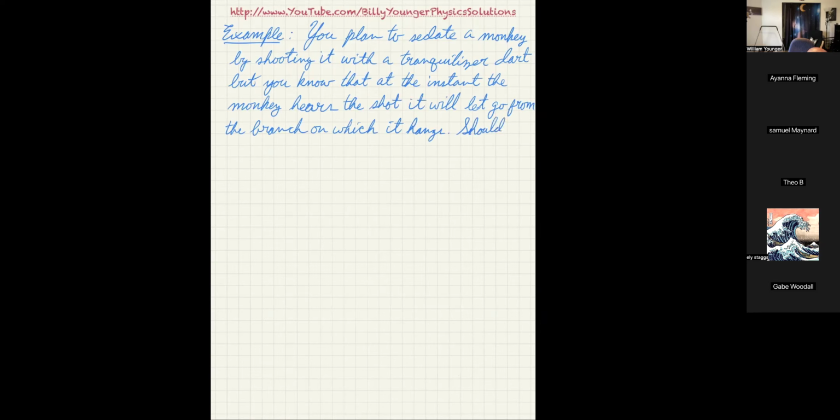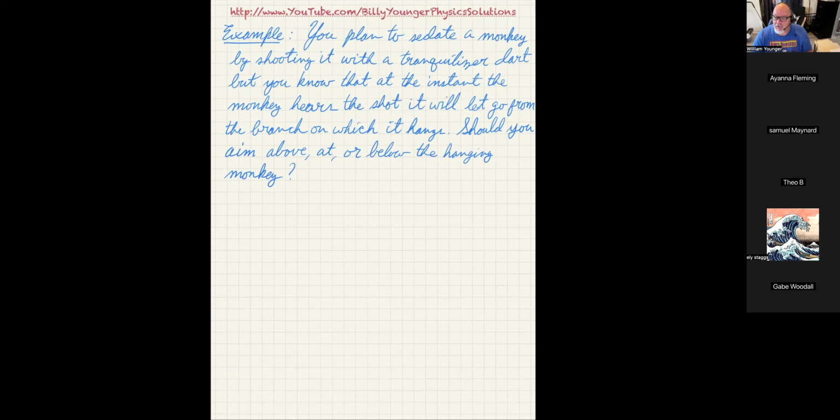Should you aim, that's a really bad looking aim. Should you aim above, at, or below the hanging monkey? Anybody think they know an answer to that? Do you aim above, below, or directly at the monkey?